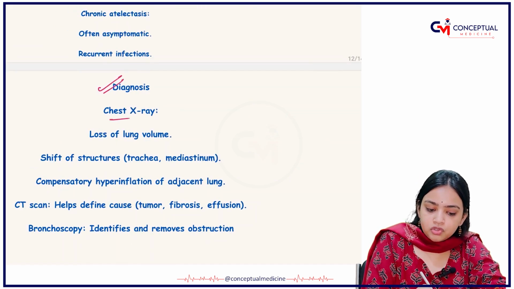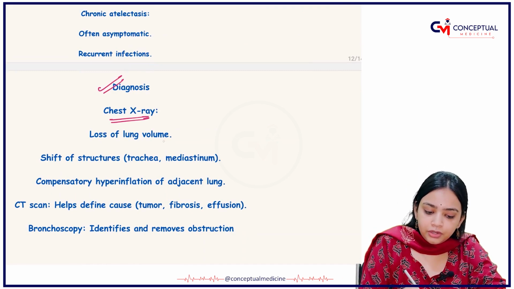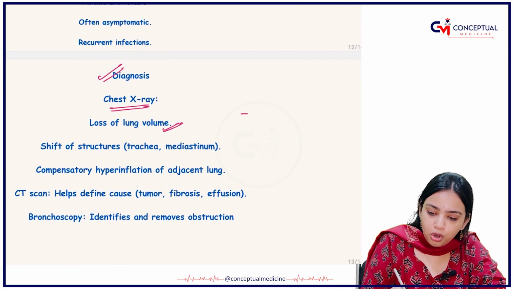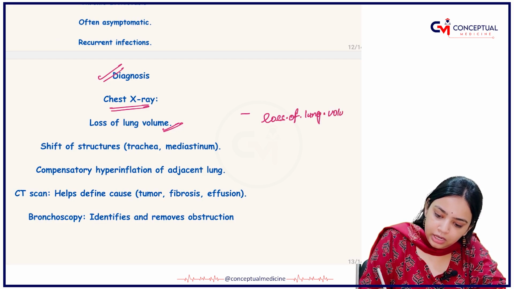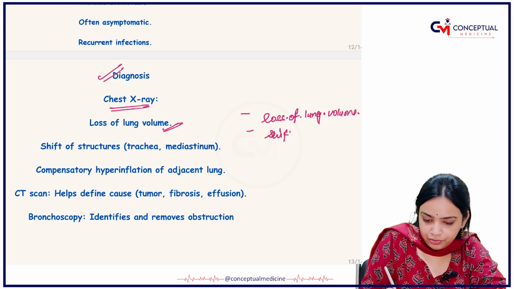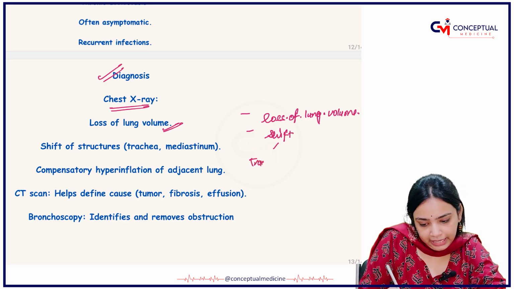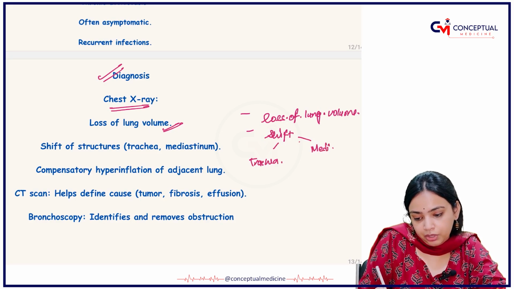How will you make the diagnosis? Obviously, you have to do a chest X-ray. Then you will see there is a loss of lung volume. Then there is a shift. Shift of what? Shift of either the trachea or the mediastinum.